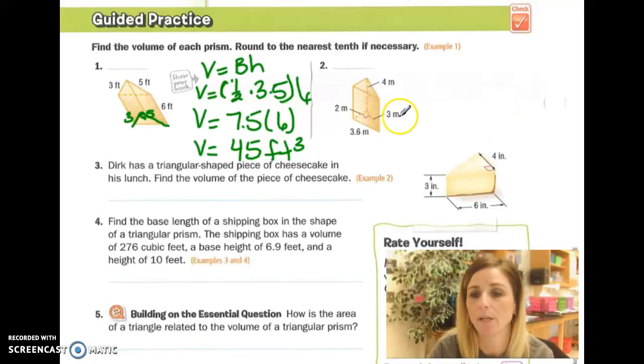Okay, so we're going to keep doing a couple of examples. Again, once you feel like you understand what's going on, go ahead and stop. I'm just going to do 2 or 3 more examples while we're moving on.